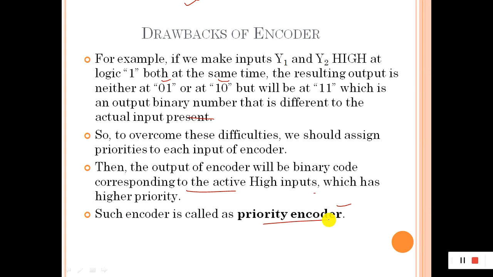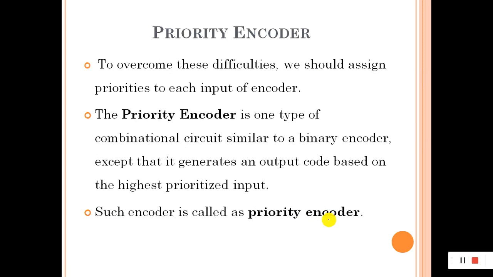And what is a priority encoder? This is very important from the exam point of view, so please don't skip it. Priority encoder: to overcome these difficulties, we should assign priority to each input of the encoder. In the previous example, with Y1 and Y2, there were two inputs which were high. So this one, being high priority, should be considered first.